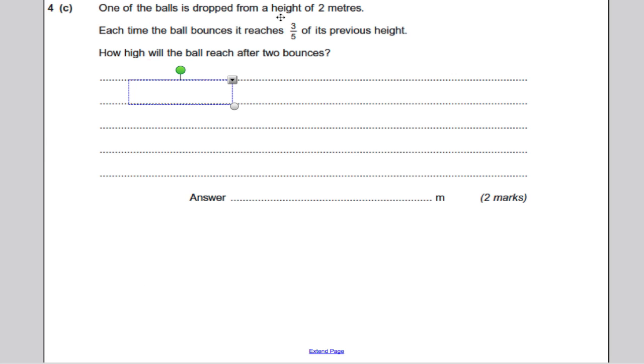4C. One of the balls is dropped from a height of 0.2 meters. It says each time the ball bounces, it reaches 3/5 of its previous height. How high will it be after 2 bounces? So I need to work out 3/5 of 2 meters. So I'm going to divide 1.5 by 5 and then times by 3.